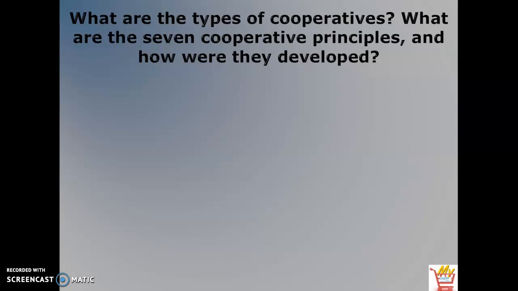Today we're going to continue our discussion on cooperatives. We're going to start with discussing what the 7 principles of a cooperative are. We're going to talk a little bit about how they were first developed and some of the laws that regulate cooperatives. So let's go ahead and get started.